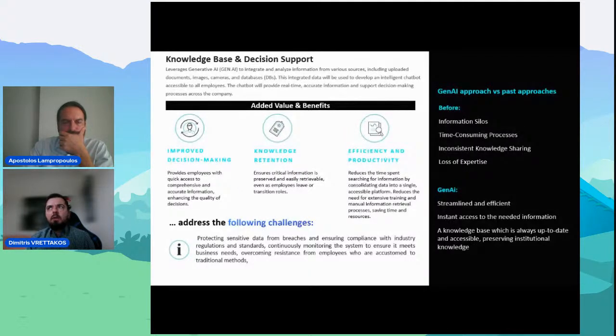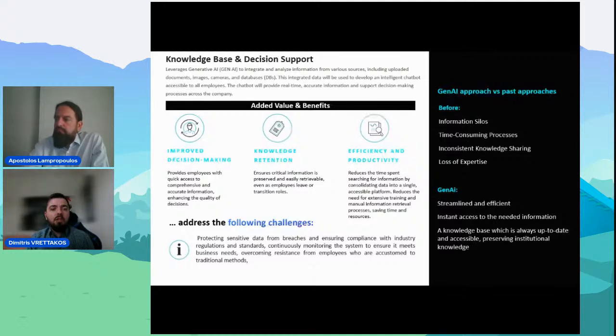What's the added value here, right? It's not the actual creation of the chatbot. This has happened many years before, so this is not something new. What is new is the way that we use this chatbot, the way we teach and the way we train this chatbot in order to be as efficient as it can be.